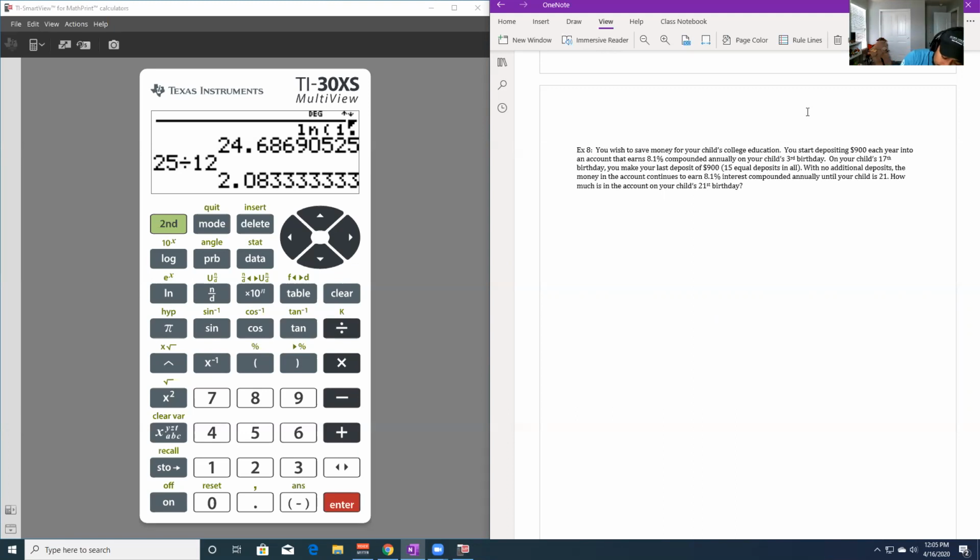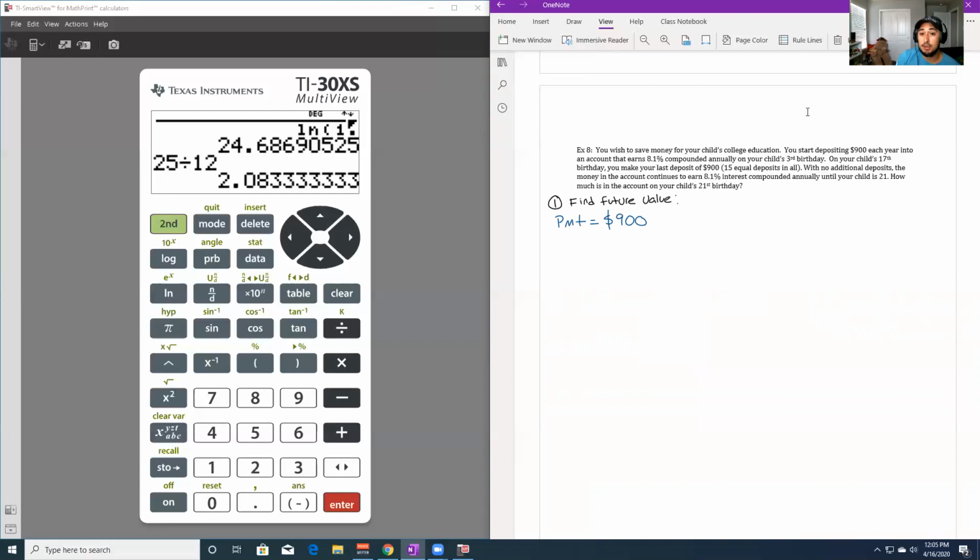Okay, so we can make this in steps. Let's say step 1. Find future value. Find future value. So let's get the pieces that it's giving us. So let's see, we are making $900 deposits each year. So that is a payment. So payment is 900.